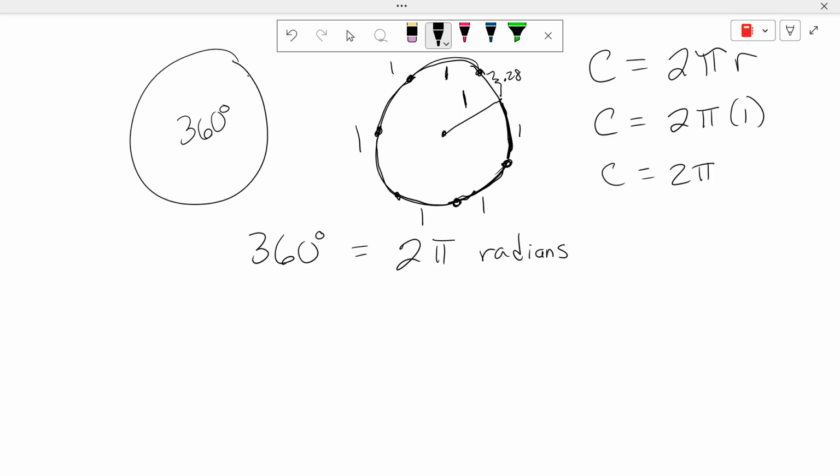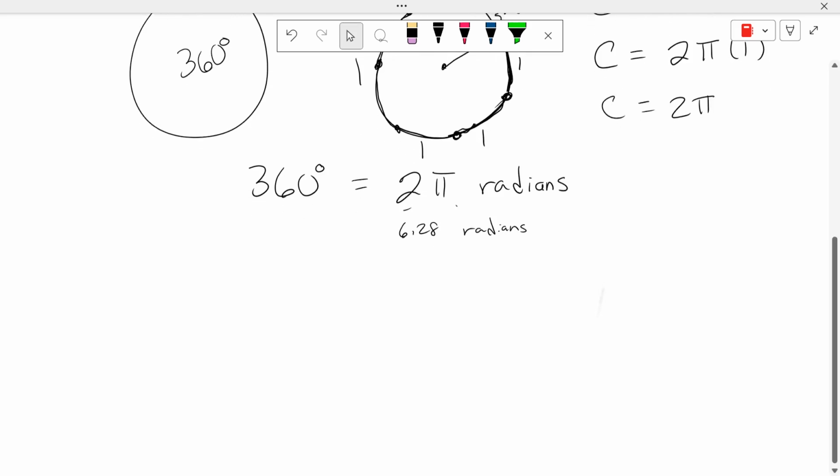is 3.14 times 2, right? What's 3.14 the same as? Pi. Okay. So 2 pi is like 6.28 radians. So whatever the radius is, you take that times 2 pi to get the number of radians.